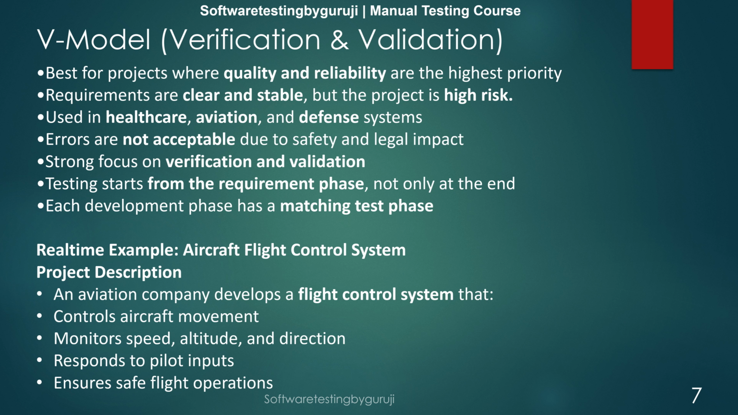So a real-time example for the V model is an aircraft flight control system. Project description: an aviation company develops a flight control system that controls aircraft movement, monitors speed, altitude and direction, responds to pilot inputs, and ensures safe flight operation. So in this situation, we are going to select the V model.